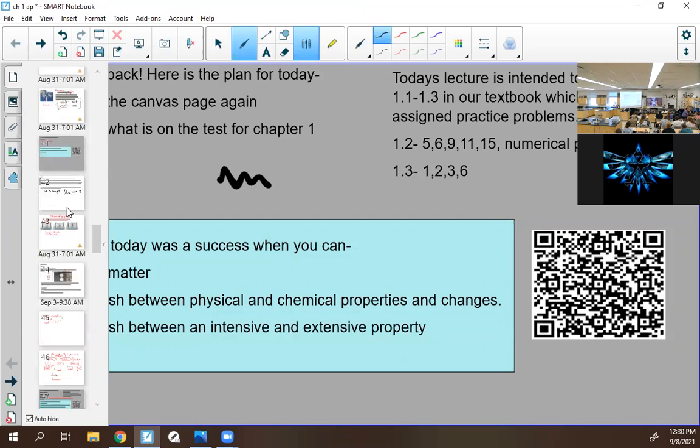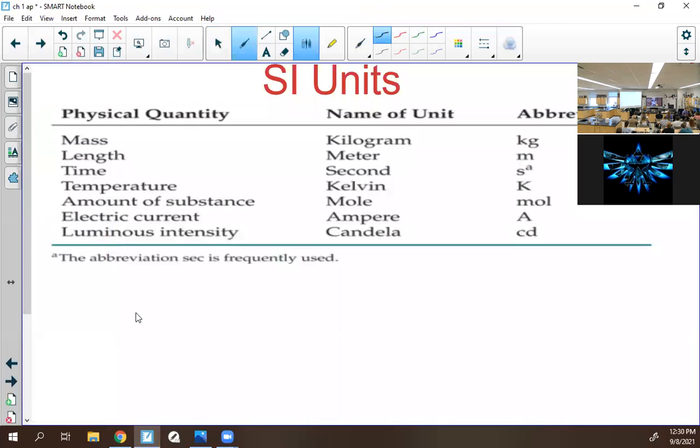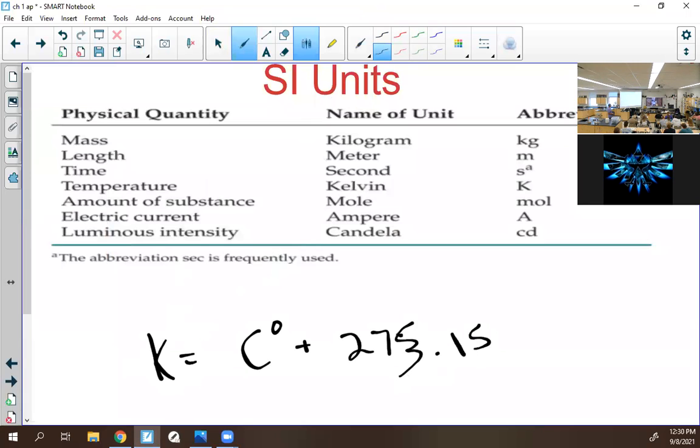Holy cow, where are we? Okay, so we'll see how long. So Kelvin is equal to Celsius plus 273, and technically it's 0.15, but I don't stress on the 0.15.